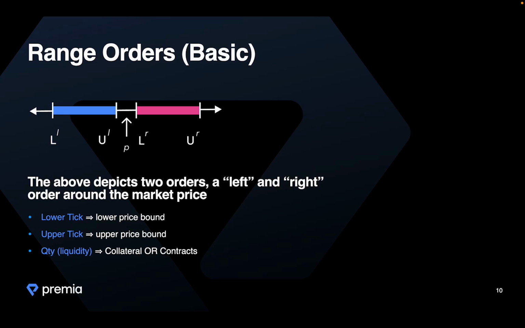Each one of these orders has a specific amount of liquidity. That liquidity is evenly distributed from the lower tick to the upper tick. It doesn't matter whether it's contracts or collateral, it's equally divided among the range. When the price traverses through your range order, you will start to acquire a position or close a position, depending on what asset you put in.